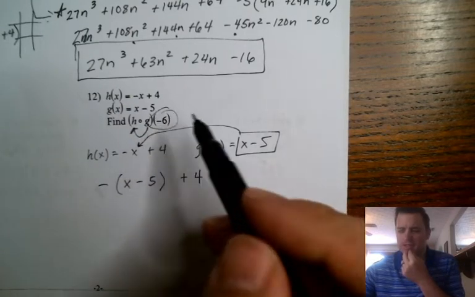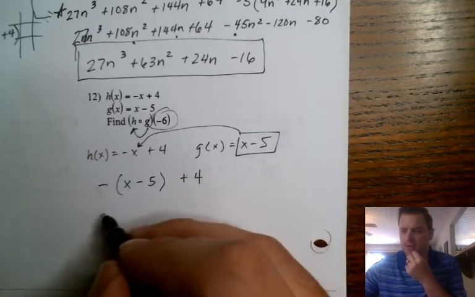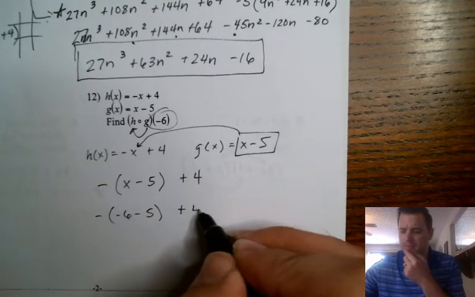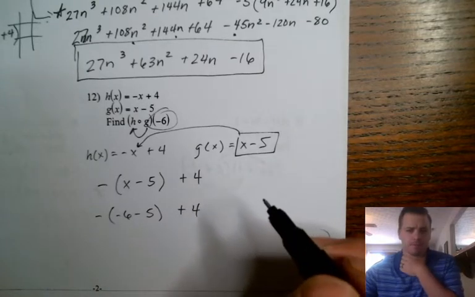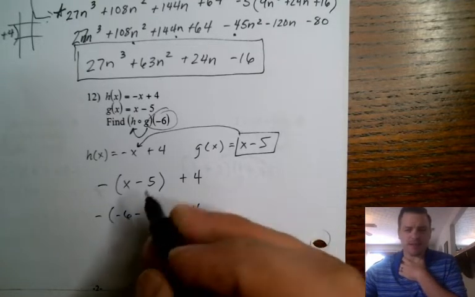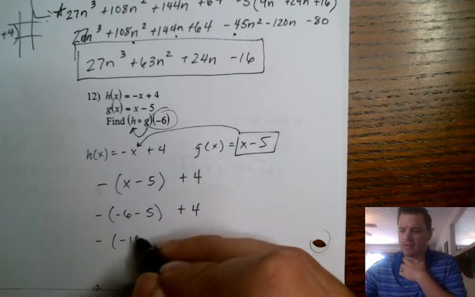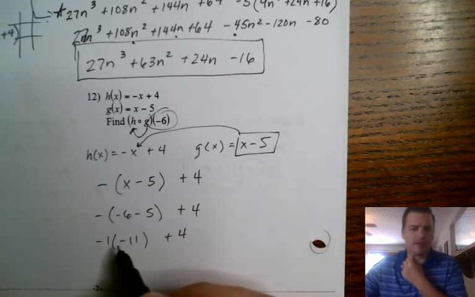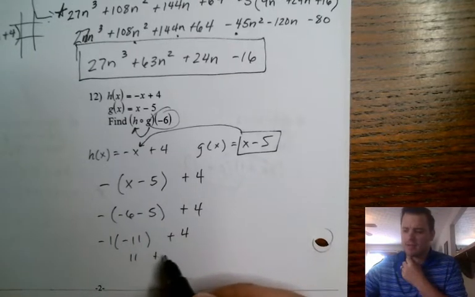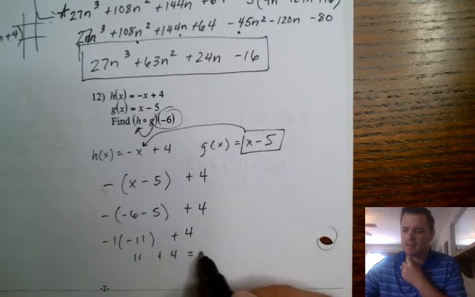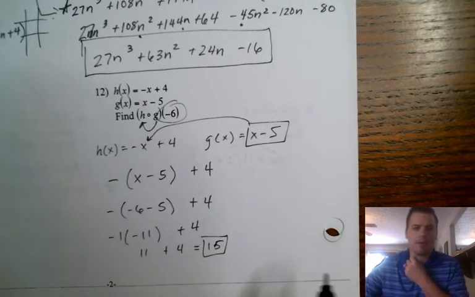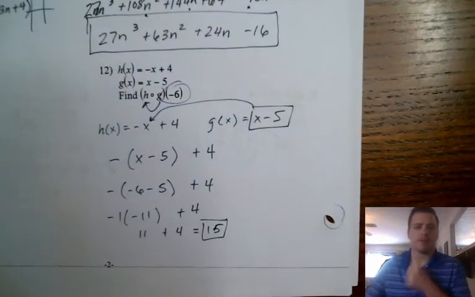Now notice this is not for a variable, it's for negative 6. So go ahead and plug in negative 6. So negative 6 minus 5 plus 4. Negative 6 minus 5 would be negative 11, plus 4. That negative 1 on the outside makes that positive 11. 11 plus 4 is equal to 15. I'm going to check, make sure I'm right. 12, yeah, 12 is 15. Okay?